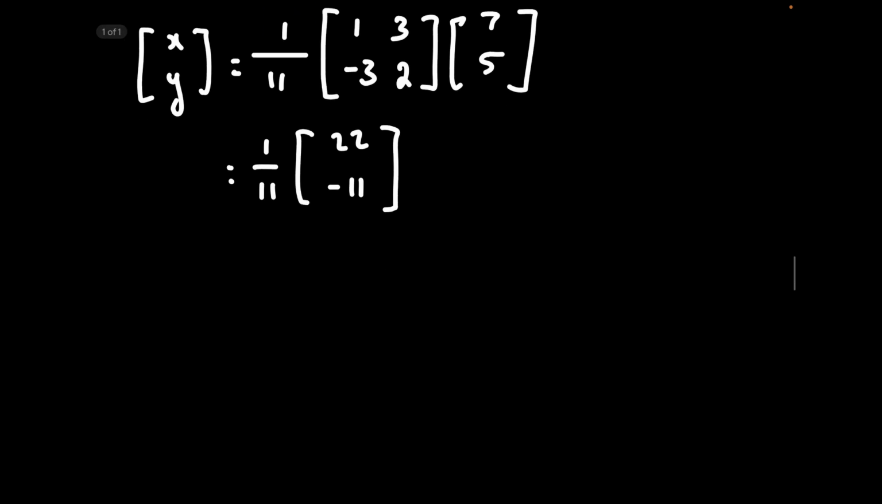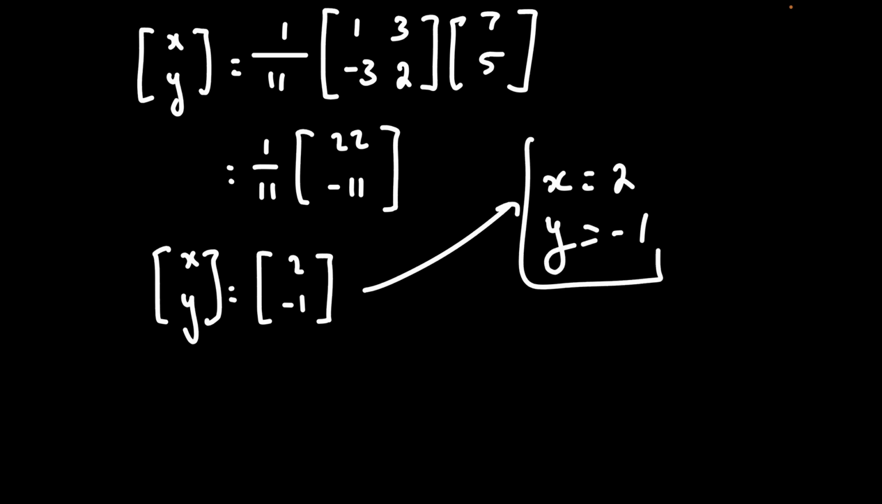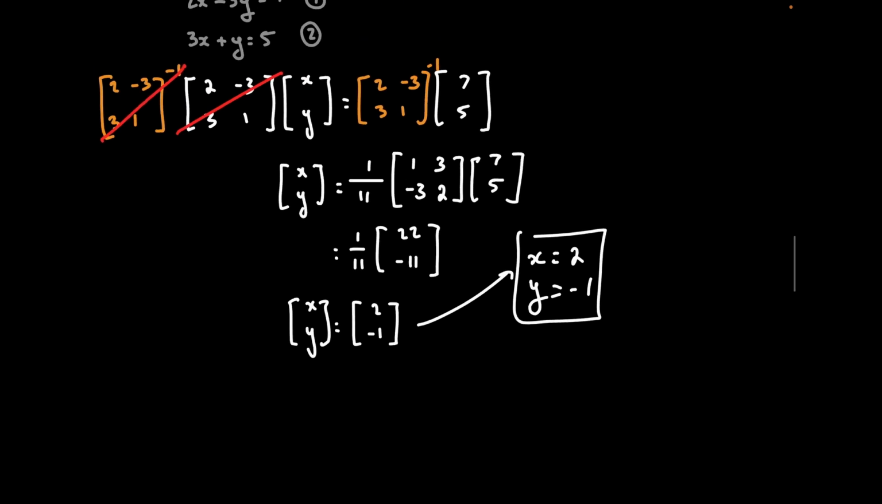So now if we expand out the 1 over 11, we simply just get the matrix 2, -1. And that's our solution to this equation here. We get that x is simply equal to 2 and y is simply equal to -1. And that is how you solve simultaneous equations using matrices.